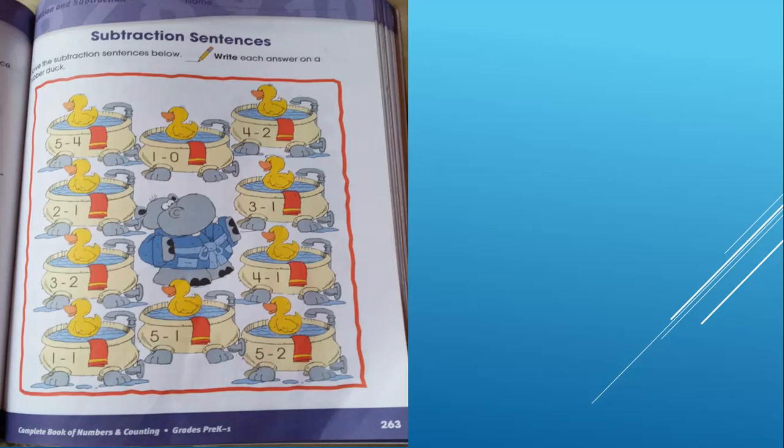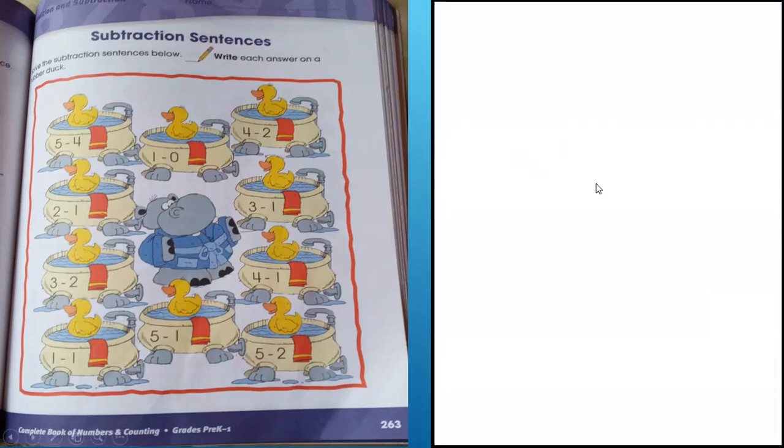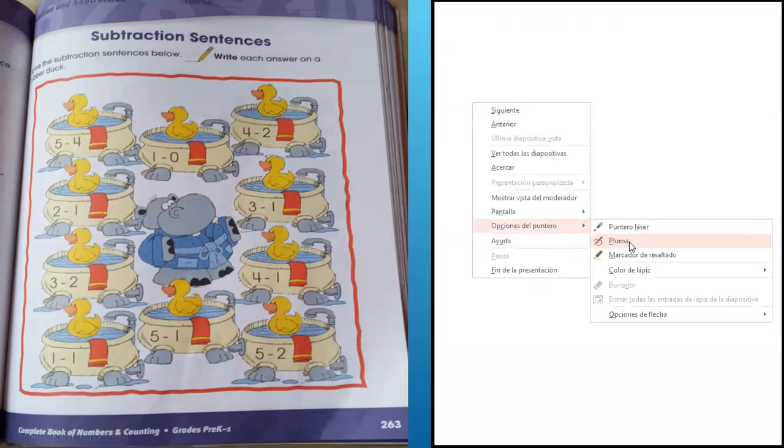So, right now, I need that you take your notebook and look for a white page. Ahorita necesito que busquen su cuaderno con una página limpia, una página blanca. Got it? Okay, like this one, como esta. So listen to this. We have to write each subtraction sentence over here on the white page. Vamos a ir escribiendo cada resta en la página blanca. Okay, did you understand? Yes, right?